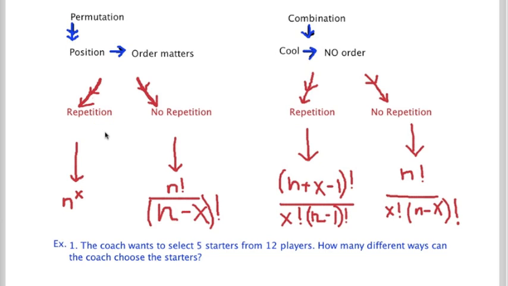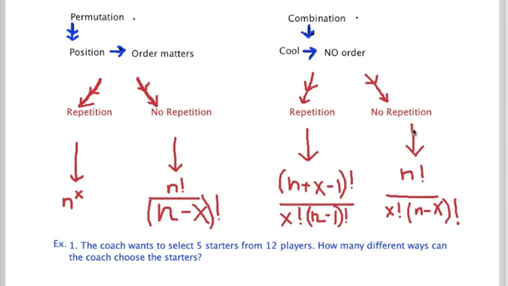So the coach wants to select, this is the first example, the coach wants to select 5 starters from 12 players. How many different ways can the coach choose the starters? So basically there are 12 players, okay? So the coach wants to just randomly select 5 to start the game, because I guess each of the 12 players is equally good. But, okay, so let's first determine whether this is permutation or combination, and then we can get rid of one of them.